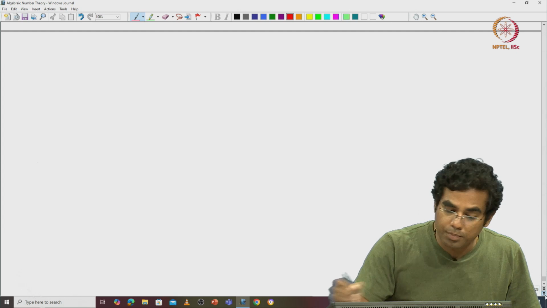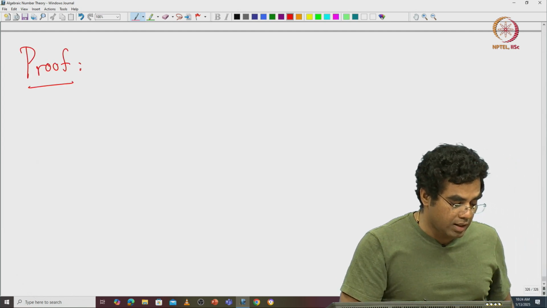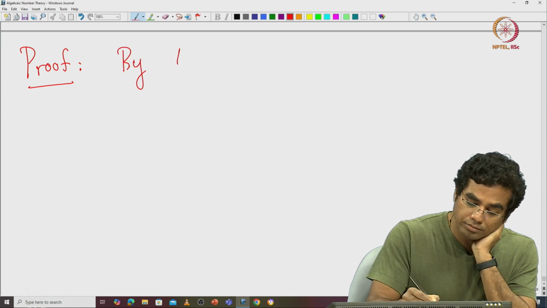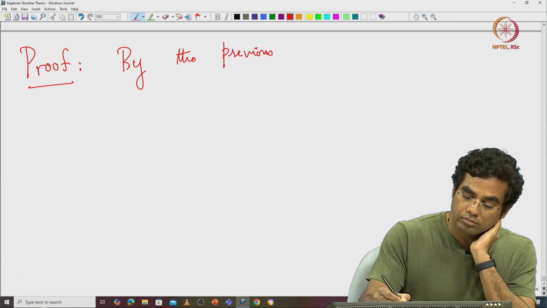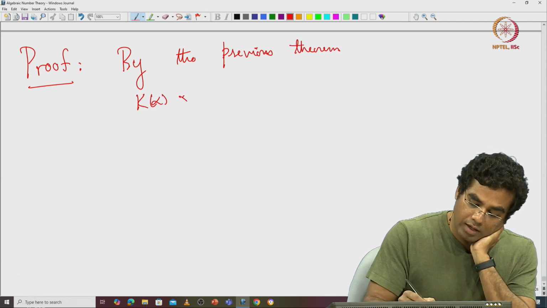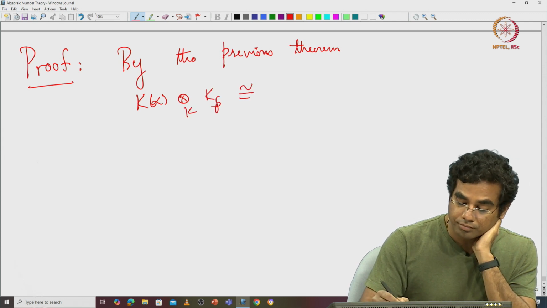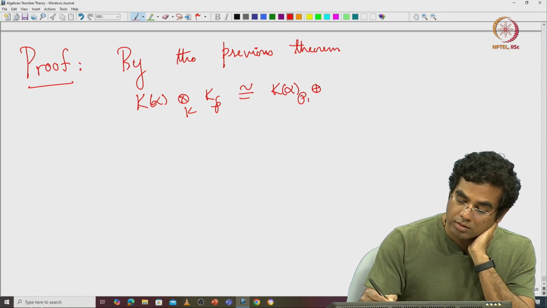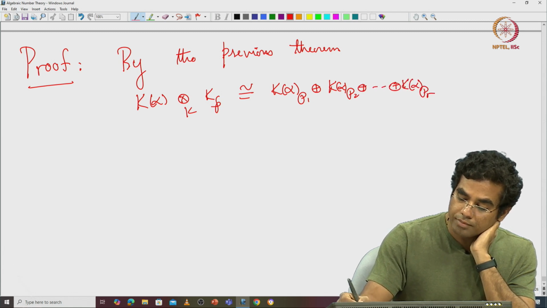Okay. So, how do I prove this? And of course, we use the previous theorem, but still okay. So, first of all, by the previous theorem, K(alpha) tensored with K_p is isomorphic to K(alpha)_{p_1}, K(alpha)_{p_2} and so on up to K(alpha)_{p_r}, right.